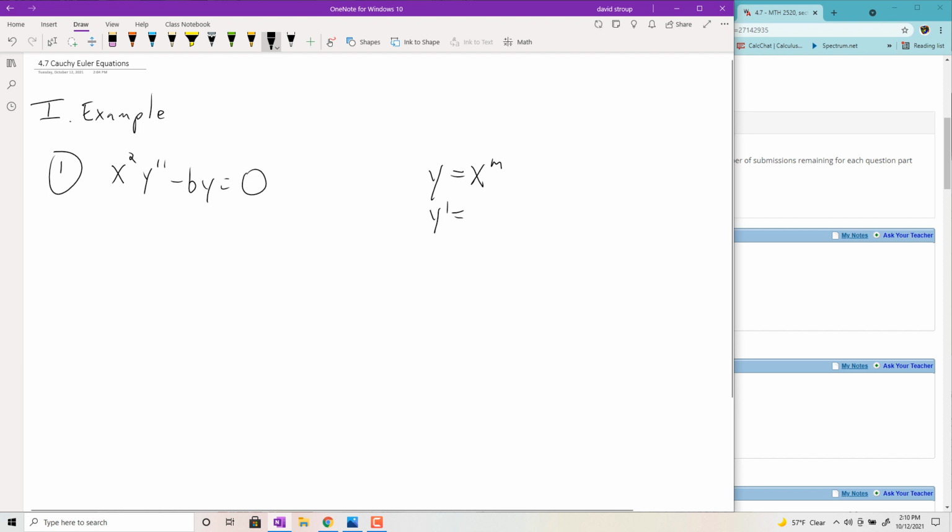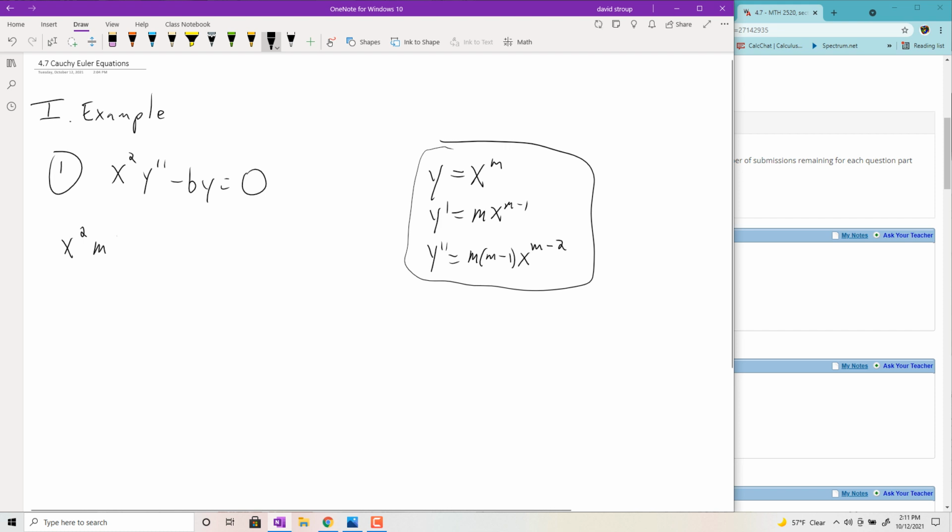So y prime is going to be, from the power rule, bring down the m, then you have x to the m minus 1. And then the second derivative, bring down the m minus 1. So it'll be m times m minus 1, x to the m minus 1 minus 1, which will be m minus 2. Then we're going to plop all this material into the differential equation. So we get x squared times m times m minus 1 times x to the m minus 2, then minus 6 times y, which is x to the m.